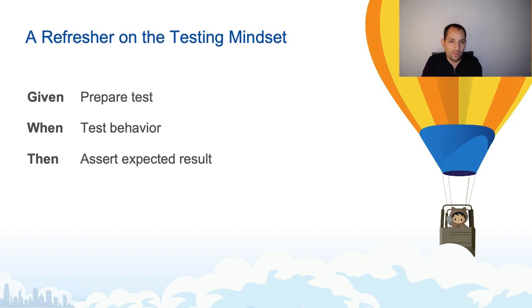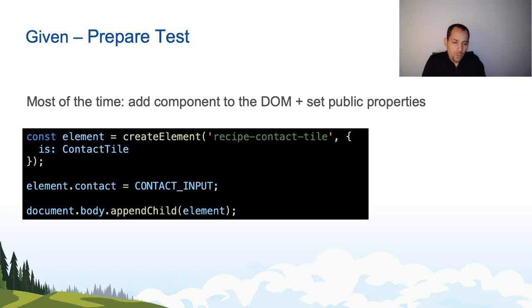Let's start with given. So how do you prepare a test? Well, most of the time it's about adding the component to the DOM and setting a set of public properties. And in this code abstract here, what we're doing is creating an element for our component. Here, this component is called recipe contact tile, and we're creating that element.